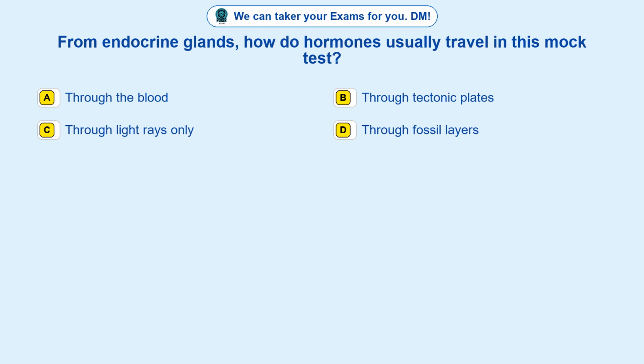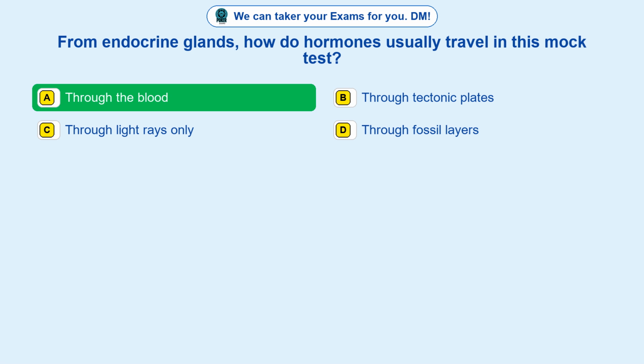Question 28. From endocrine glands, how do hormones usually travel in this mock test? Option A. Through the blood. Option B. Through tectonic plates. Option C. Through light rays only. Option D. Through fossil layers. The correct answer is option A.